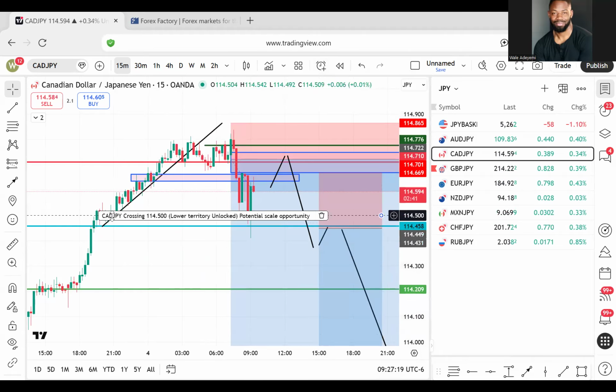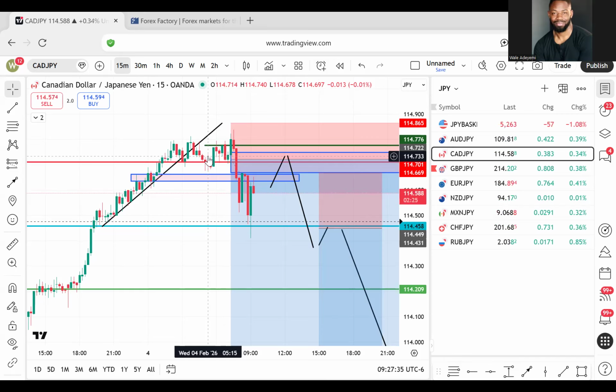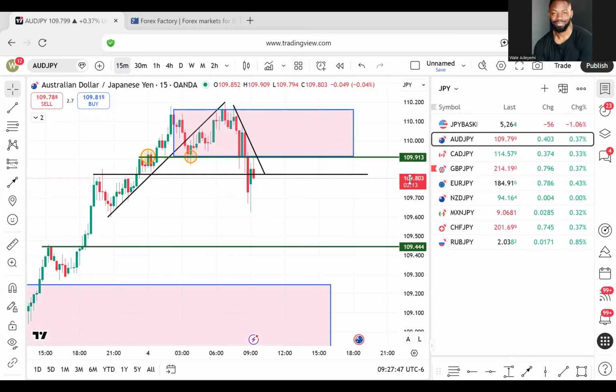Probably need a little bit more on that. Where did you enter on that Canadian JPY? CAD JPY 114.7. So I'm only 14.10. Yep, 114.7. By the time we get down there, I'll be 25, 30 pips in profit. I got a fat trade on there. I should be up like 500 bucks by the time we get down there.